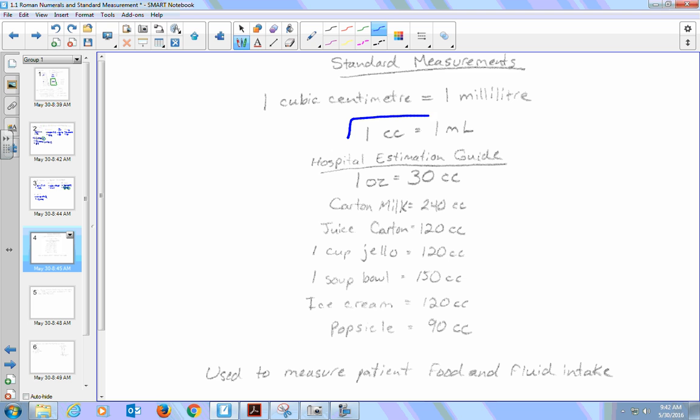The textbook is American, so it's important to recognize when you are in the field in Canada, we use milliliters, but 1 cubic centimeter is equivalent to 1 milliliter. And then you have other estimation guides about how they measure intake. So just for fluids, ounces are equivalent to 30 cc's or 30 mils. Carton of milk, 240, juice cartons, cups of Jello, ice creams, popsicles, and so on and so forth.